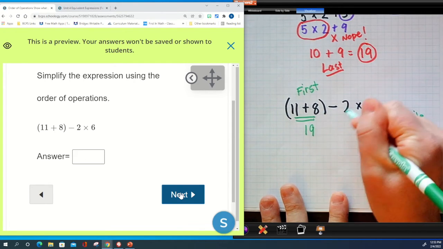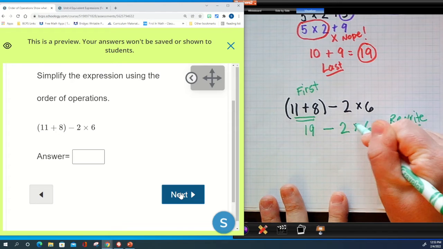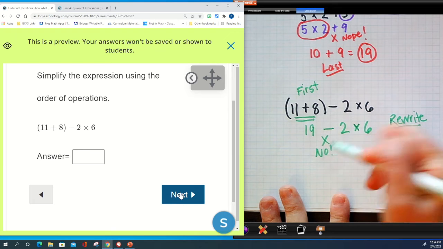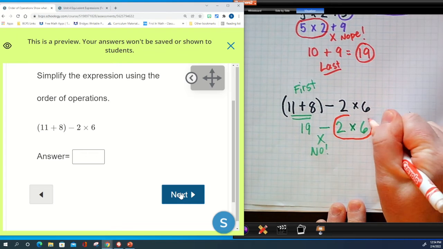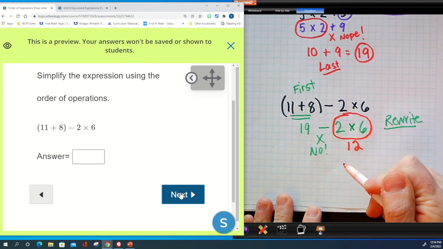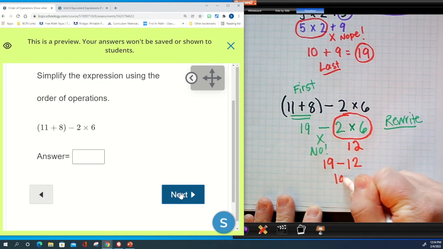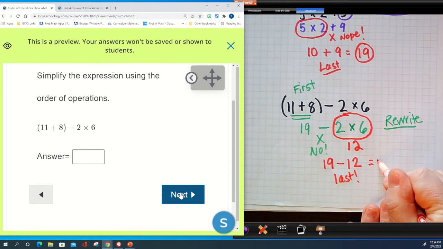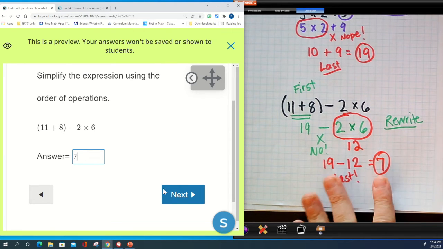All right, rewrite 19 minus 2 times 6. All right, just like above. Up here, I don't want to do this. No, I want to do this. I want to do 2 times 6. I want to multiply. Okay, that's 12. Then the last step I'm going to do is 19 minus 12. Last step. Okay? 19 minus 12 is 7. Okay? Plug your answer in. The answer is 7. Okay?